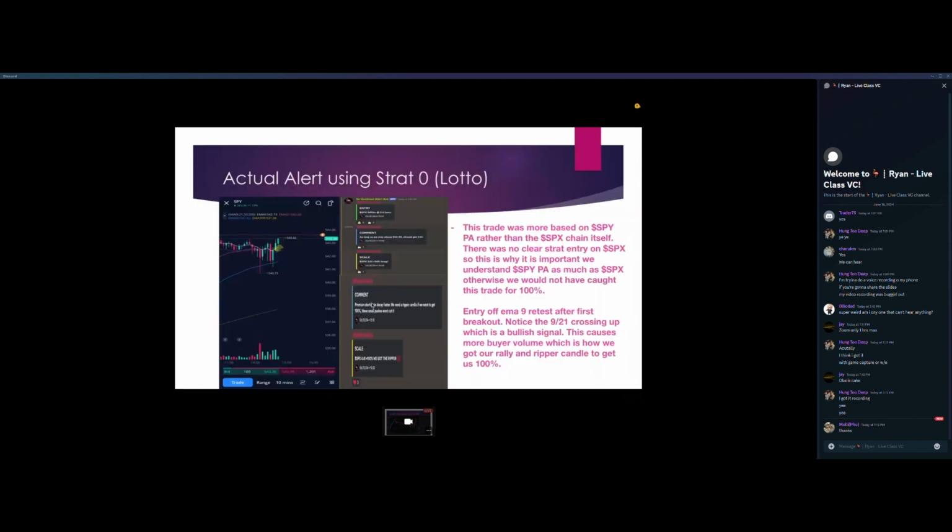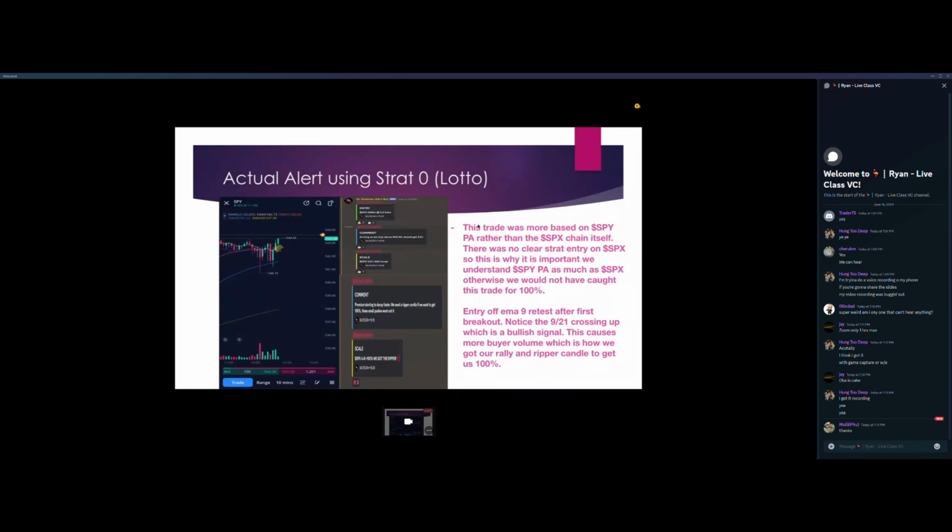All right. Let's actually get into a trade that we actually took. Actual alert using strat 0. It's a lotto because FOMC, you know what's going to happen with FOMC. We have strat 0 on SPY. I wish I had a screenshot of the XPX, but I'm going to mention it here anyways. Let's actually talk about this. So this trade was more based on SPY price action rather than the XPX chain itself. Actually, I didn't even use the XPX strat for this play. That's why it's a lotto.